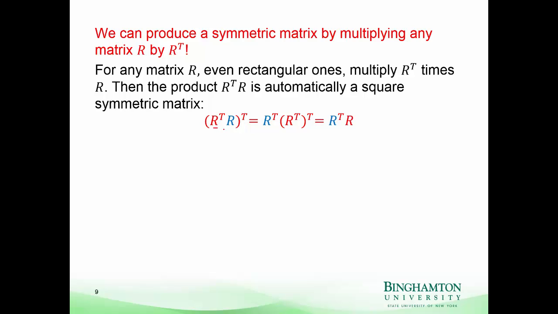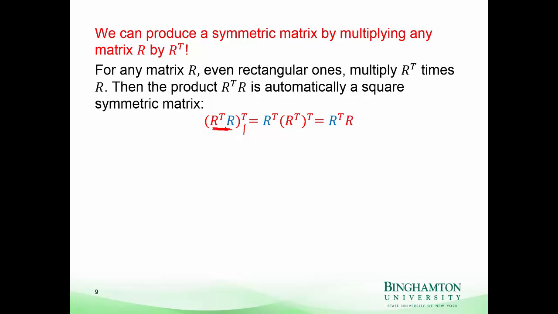So we've got R transpose times R, and we're going to take the transpose of this. If the result R transpose R is symmetric, we should be able to show that this transpose can be removed and maintain equality. Well, let's apply our result. We've got a product of two things, so we interchange.